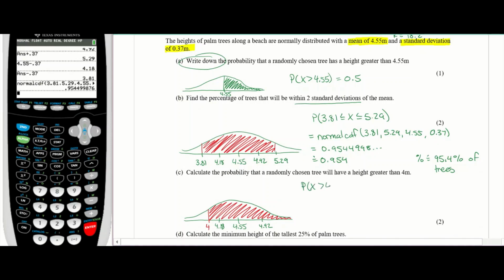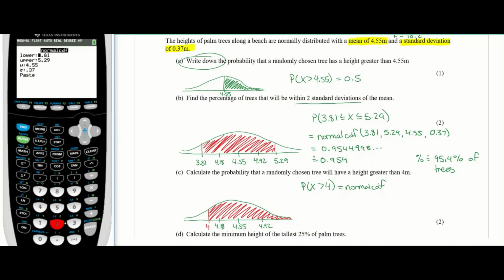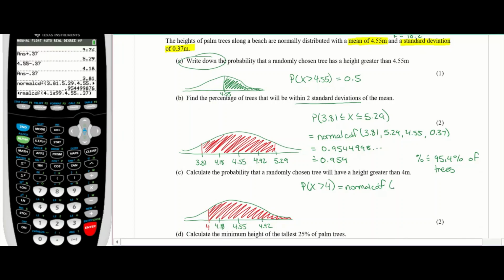So greater than 4 meters. That's going to be another normal CDF because I'm looking for the probability. I'm going to put my lower bound at 4 because I want everything above 4, and my upper bound is going to be 1 times 10 to the 99. Mean and standard deviation are the same, so I can leave those together. I'll have 4, 1 times 10 to the 99, no e's, 4.55, 0.37.